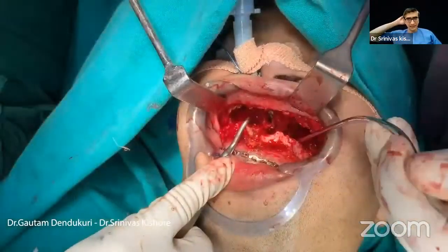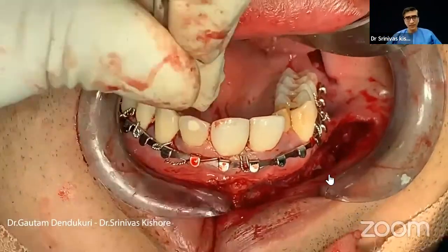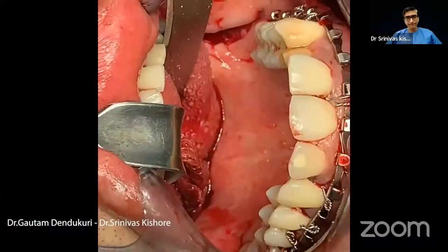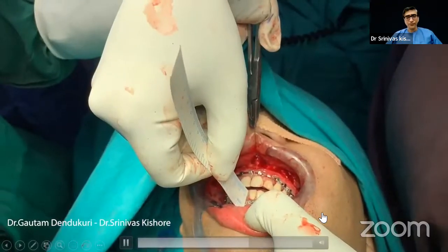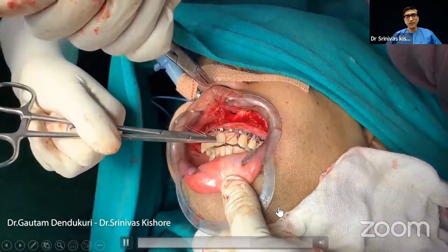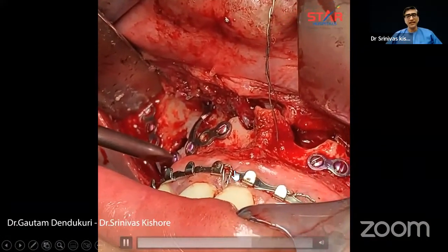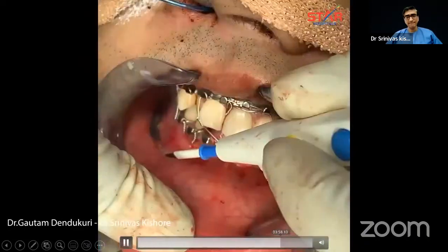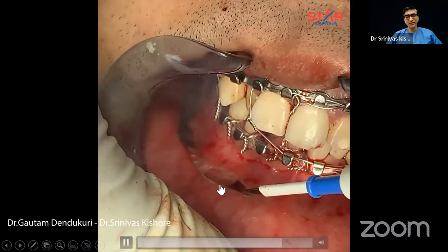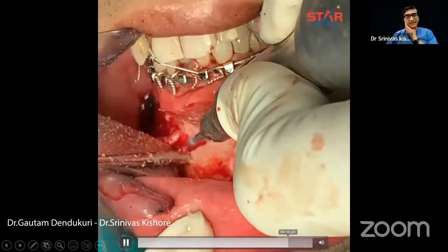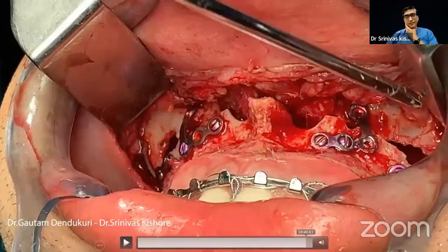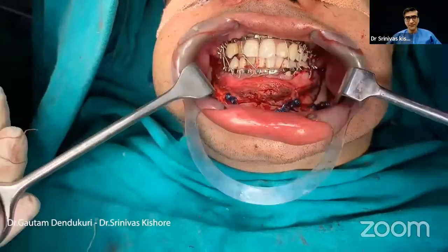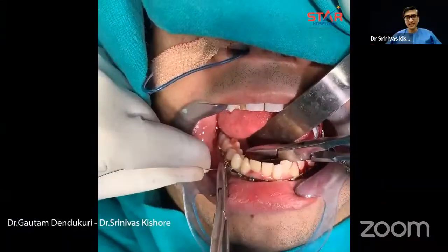And once we do that, then we're looking at how much advancement it has now. This is the final plates. And we're doing an advancement genioplasty in the same sitting, and we're putting the screws. So we've not only done a bimaxillary mandibular advancement, we've done an advancement genioplasty as well.